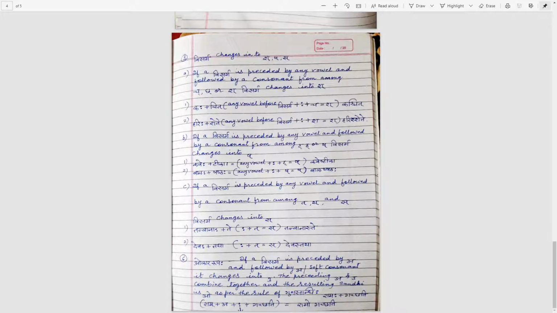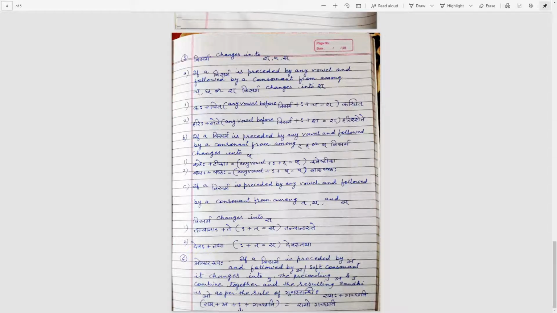If a visarga is preceded by any vowel and followed by a consonant from among ta, tha or sa, visarga changes to sa. We will see an example: tanvanaha plus te. Here before the visarga we have a as a vowel and after the visarga we require any one consonant out of these three, ta, tha or sa. Here we have ta. So in place of visarga sa will come and the answer will be tanvanaste.